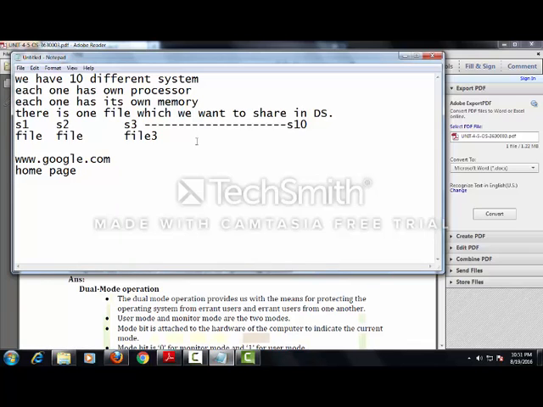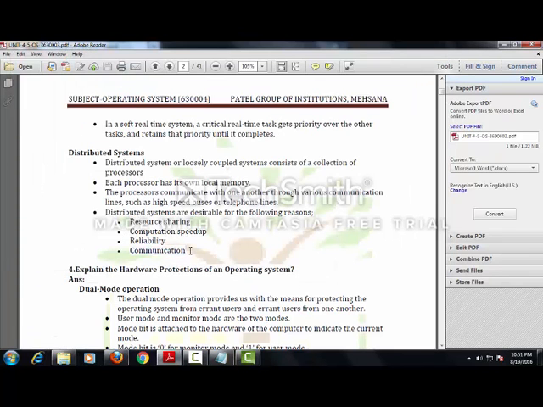So you will receive the Google homepage in a very small fraction of time. That means the distributed system has millions of servers scattered and connected to each other. That's why you receive your homepage very rapidly. Right. This is what communication is.